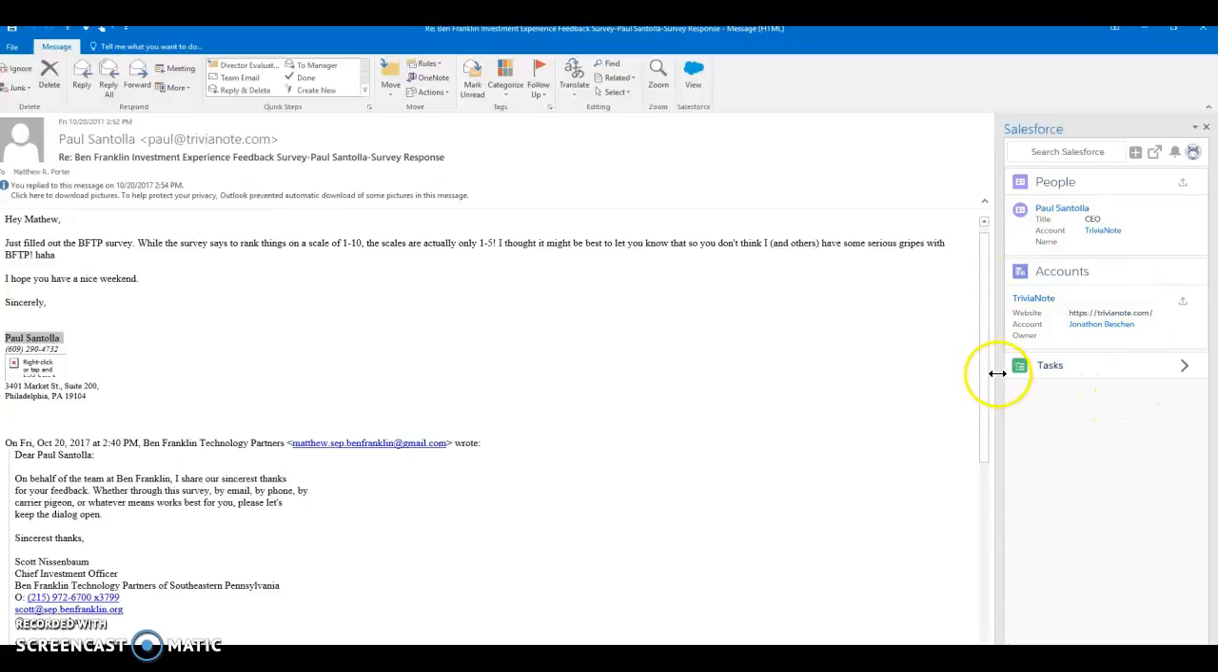Yeah, in general, the big concern we're having is that we want to make sure that the opportunities that contact is related to will show up in this Salesforce Outlook pane.